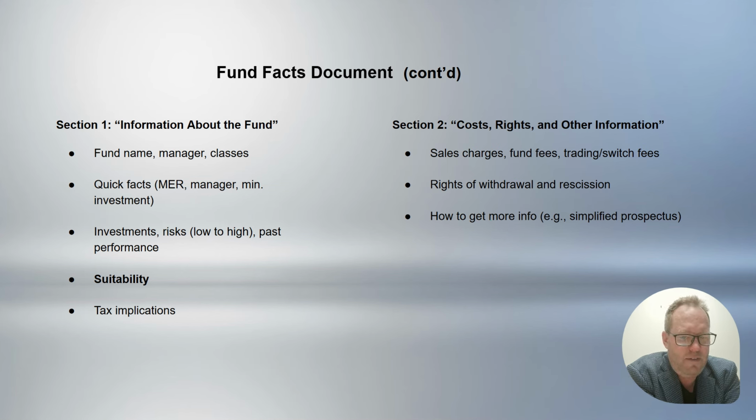Section 2 of the Fund Facts document would go into the costs, rights, and other information. Things like sales charges, fund fees, trading or switch fees, the rights of withdrawal and rescission, which we will talk about in a minute, and then how to get more info, where a purchaser could go for additional information over and above what's listed in the Fund Facts document. Again, the Fund Facts is typically delivered in person at the time of purchase, when you're face-to-face with a client, and you'll be reviewing that document with the client.